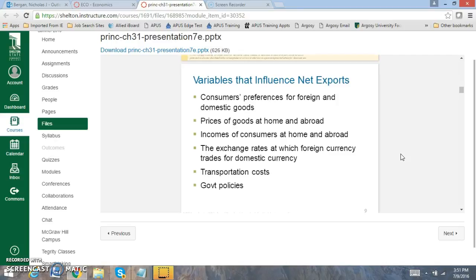So, variables that are going to influence net exports. How are we going to be able to export more? Consumer preferences for foreign and domestic goods, prices of goods at home and abroad, incomes of consumers at home and abroad. So when there's more income in a domestic country, they're going to buy more stuff outside of the country. Exchange rates, transportation costs, and government policies.